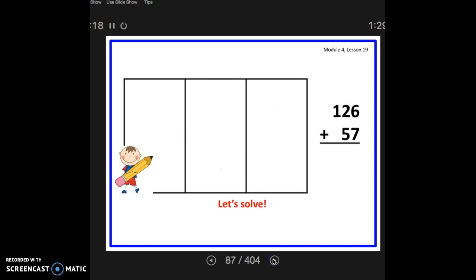All right, try to solve this one and then come back when you're ready. So they're making it a little bit more complicated now. We're going to build 126. So we need to build first 100, 20, and then 6 in the ones place.